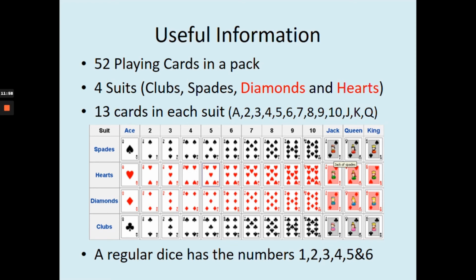And the last thing that you'll need to know for the next questions is that a regular dice has the numbers 1, 2, 3, 4, 5 and 6. So there are 6 sides on a dice, all numbered 1 to 6. So if you need to pause this screen or rewind back to it to help answer questions, please do.